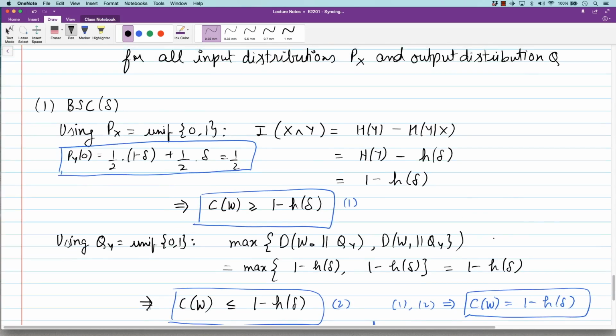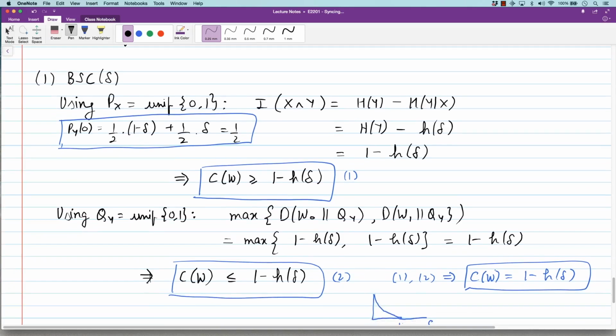In this case, the second term always remains h delta, no matter what the input distribution is, because of symmetry. So that's just h delta. And so we want to find an input distribution which maximizes the entropy of y. Since the maximum can be at most 1, which is attained by the uniform distribution at the input, I chose the uniform distribution.